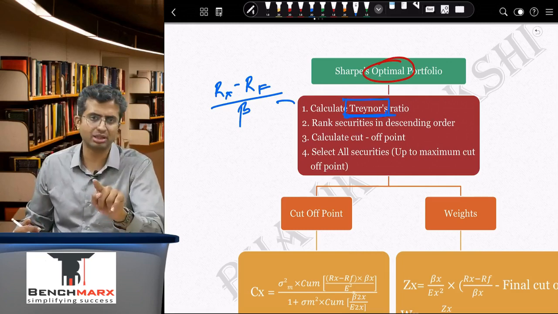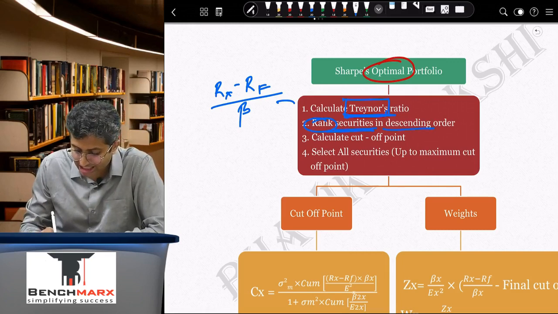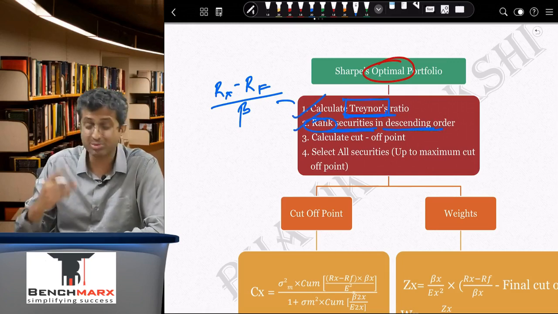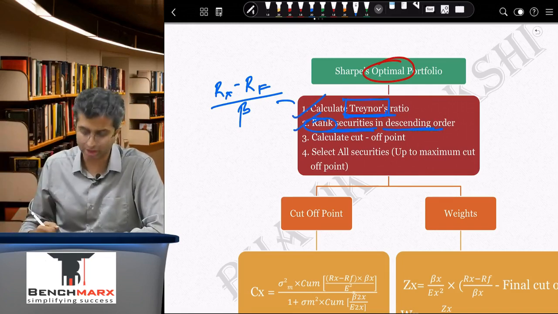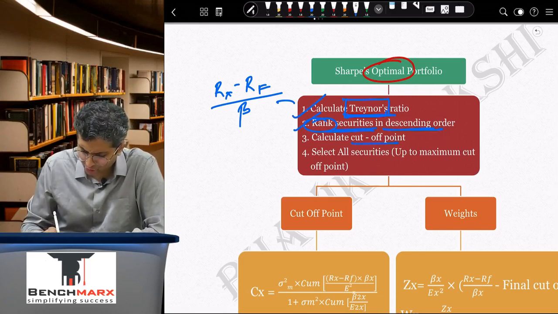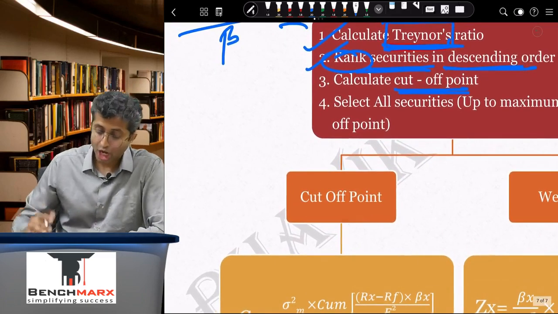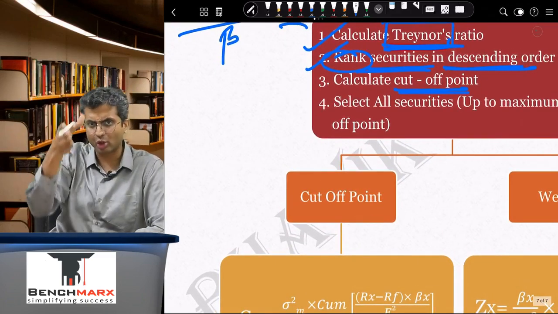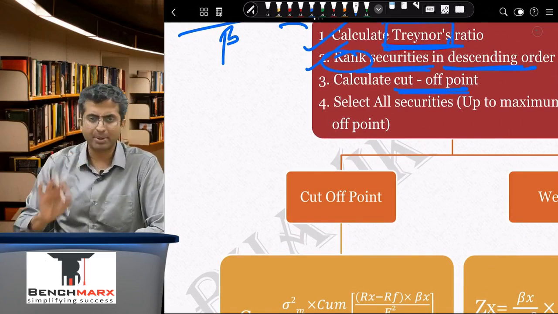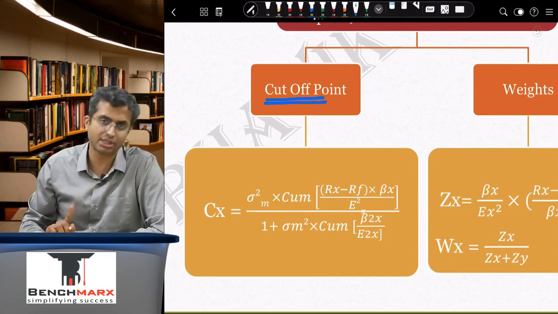Obviously, the higher the Treynor ratio the better, and hence once you have done that, you will rank the securities in descending order of the Treynor ratio, which means the highest will come first, the lowest will come last. Once you do that, comes a very complex calculation of the cutoff point. So how do you calculate the cutoff point? You will rank these securities in a particular order and then calculate the cutoff point for each of the securities.